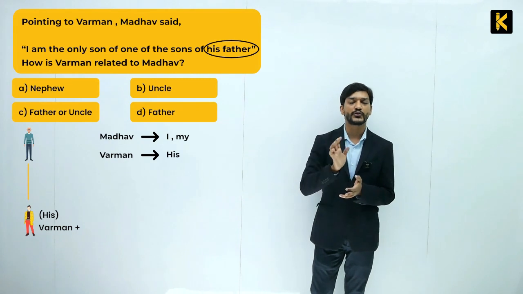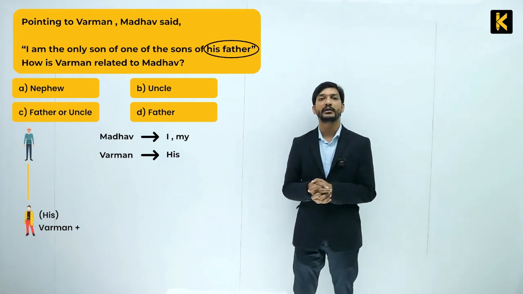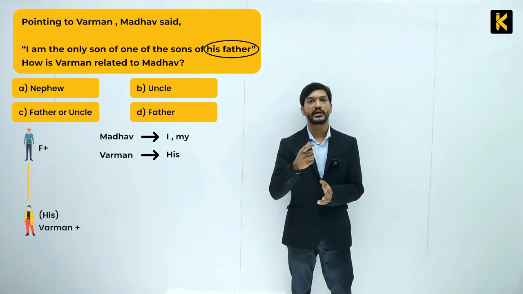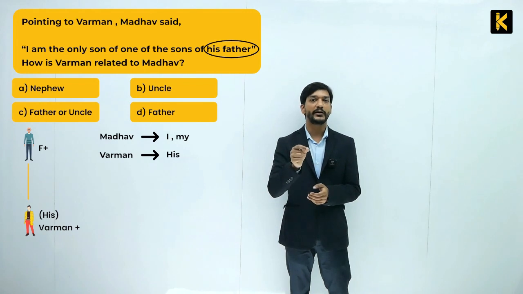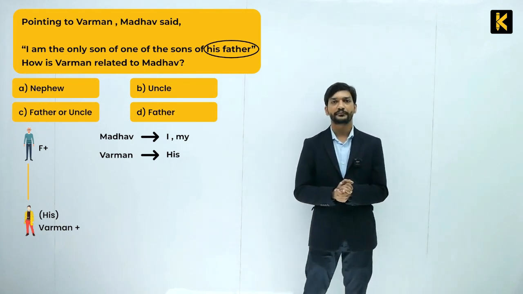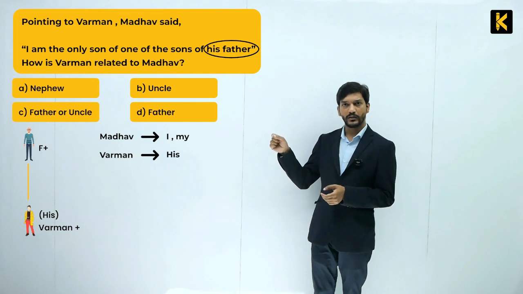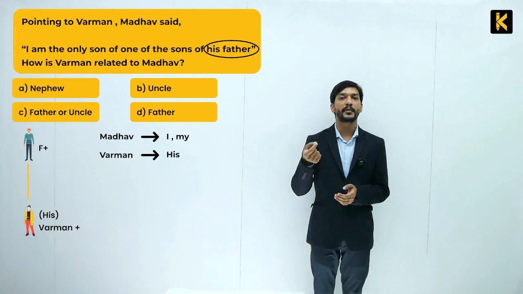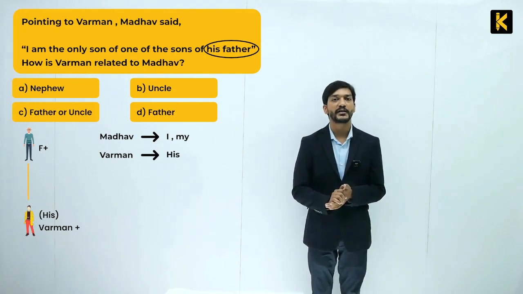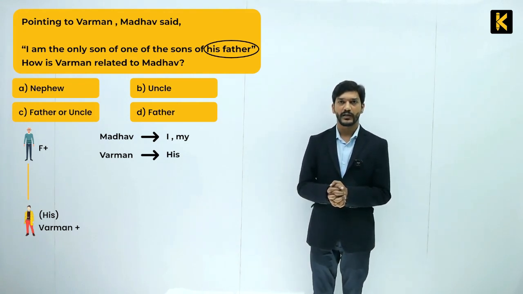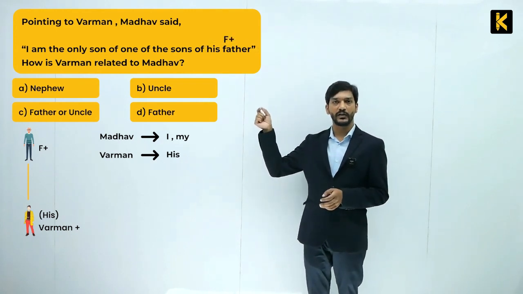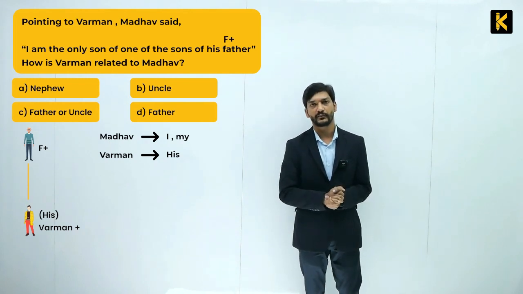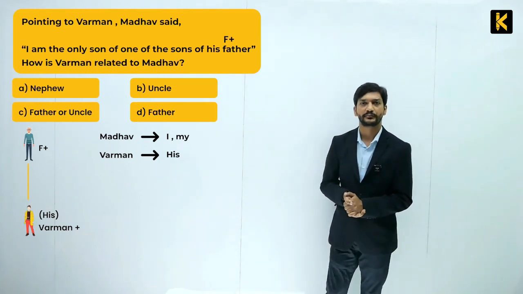And father I have to show, so let me show it with the letter F plus. F for father, that's why I am taking F. So F plus. Now I have drawn his father. In the diagram, his father is represented by which letter? It is represented by F plus. So let me show this in the statement as well, that his father is represented by F plus in the diagram.